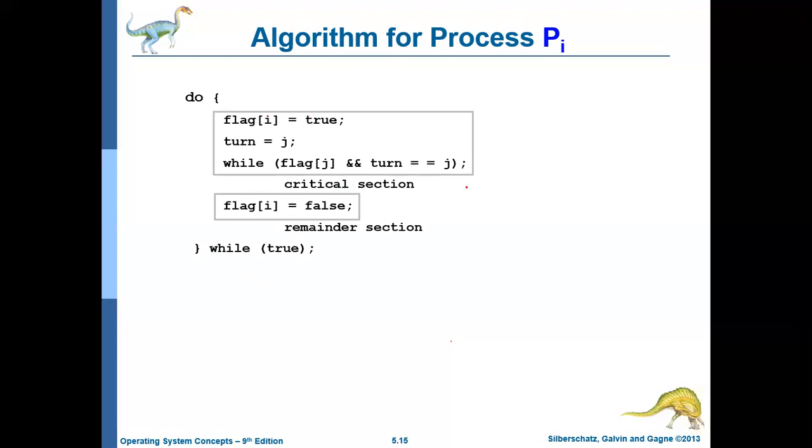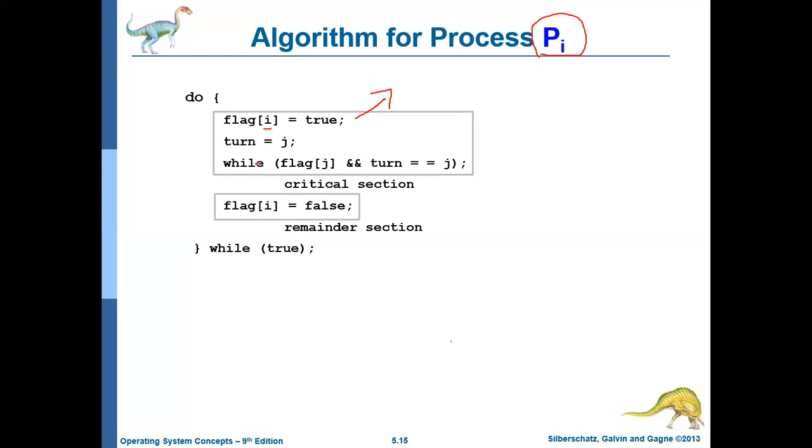Basically it is an infinite loop. This is the algorithm for i. We have two processes Pi and Pj which should be synchronized, and this is the algorithm for Pi. What Pi does is make flag of i equal to true. It means that this particular process wants to enter the critical section. It is making flag of i true, which means the ith process wants to enter the critical section.